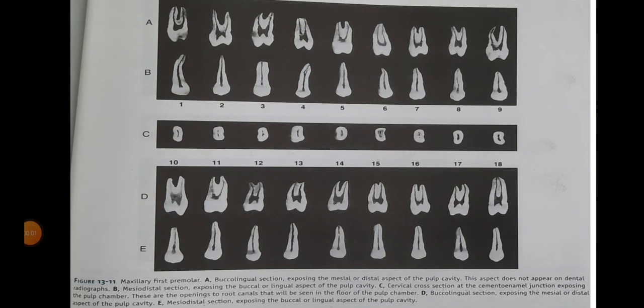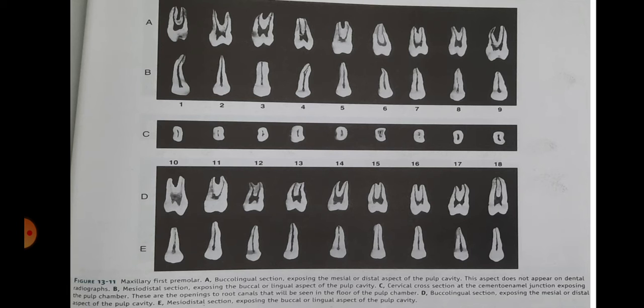First premolar. Let's have a look over the pulp cavities of the maxillary first premolar. Right, picture. Let's have a discussion on the buccolingual section. You can see this in figure 13.11 A and D. Right, in the picture you can see in the figure 13.11 A1, 2 and 9, D10 and 14.